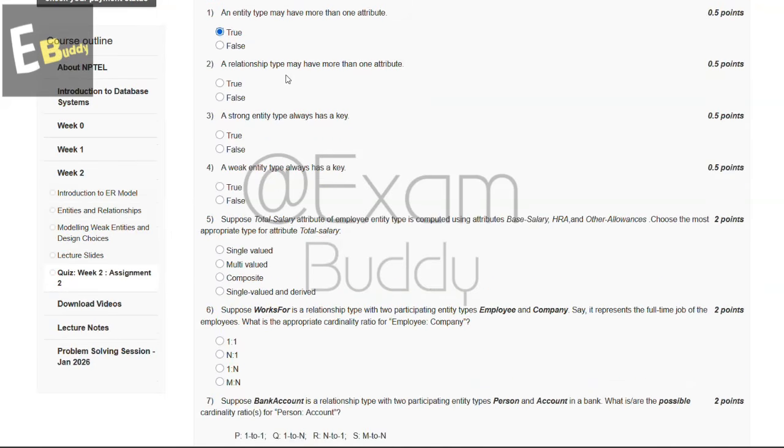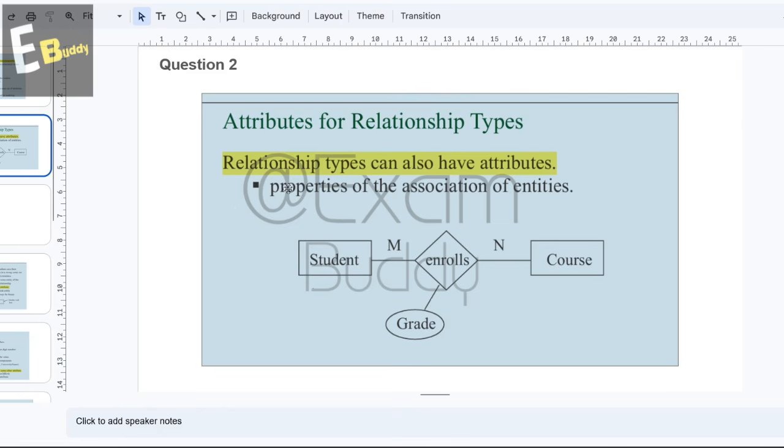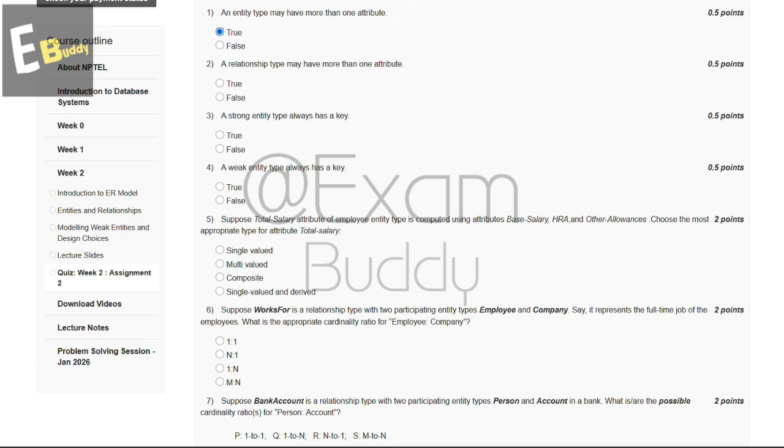A relationship type may have more than one attribute, true or false. So let's check the explanation. The explanation says relationship types can also have attributes. So the answer of our second question is also A, true. And now let's go to our question number 3.